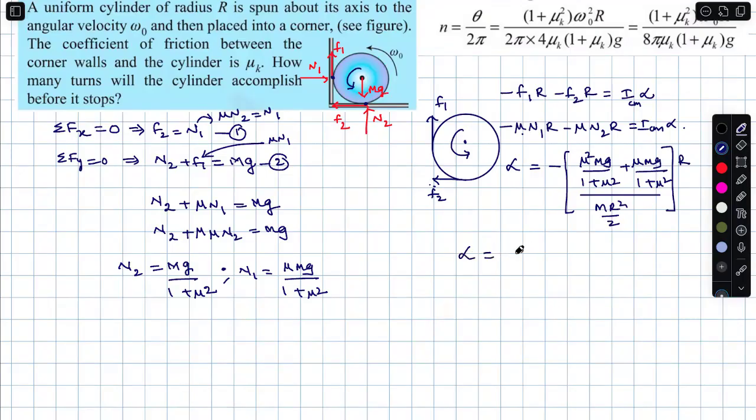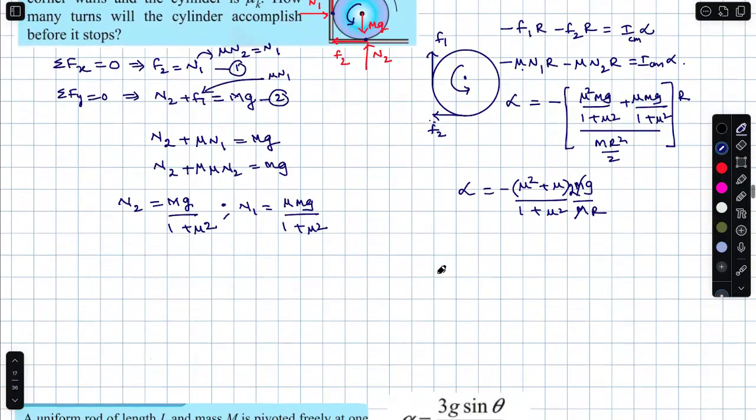So finally, alpha is mu square plus mu, times mg by 1 plus mu square, R cancels, 2 mg by mR. M also cancels. So alpha is 2g by R times that factor.